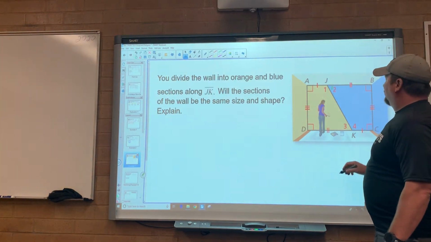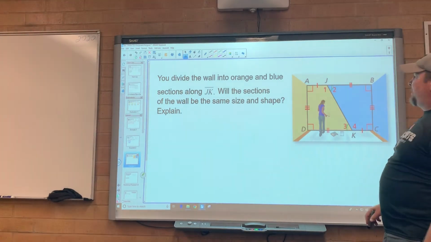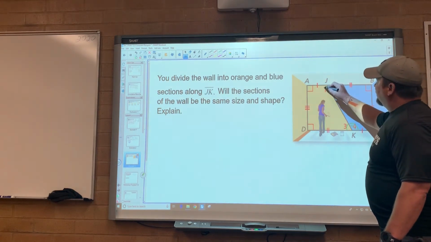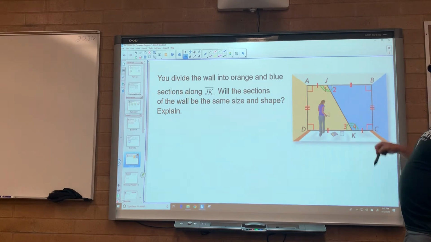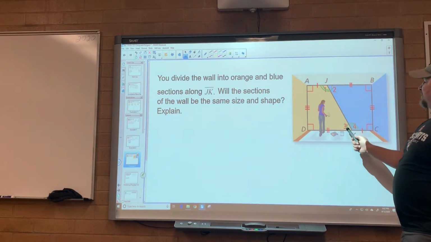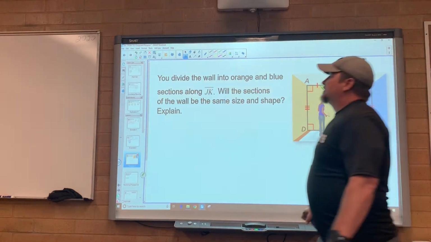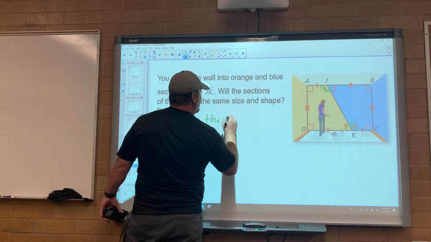This angle would match this angle. So angle 2 is congruent to angle 3. And angle 4, I'm going to put 2 marks with it, is congruent to angle 1. Therefore, now all the angles match up. We've got this angle matches this one. This angle matches this one. We've got 90s in the other spots. Then all the sides are. So yes, they are congruent.